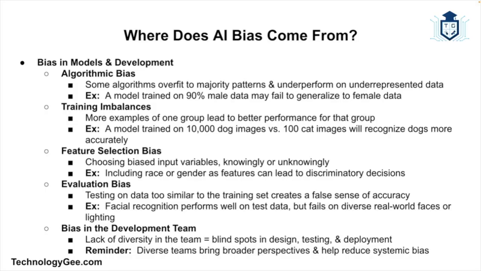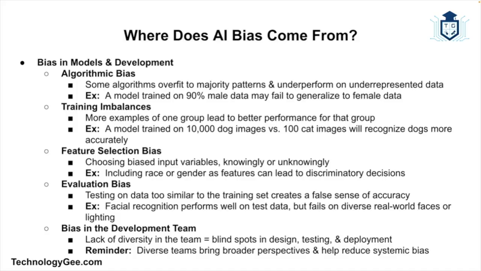You have what is called evaluation bias. So if you test AI on the same kind of data it was trained on, it might look great until it fails in the real world. An example of this would be facial recognition that works on your test set, but it struggles in the wild with people of different ethnicities or lighting conditions. And this is why diverse testing is crucial.